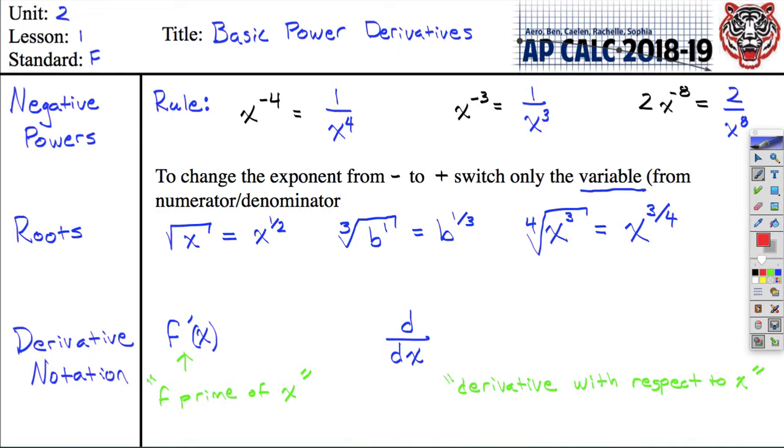Now that we know how to talk about math, let's learn our actual lesson for today. So the first rule, the easiest rule, is the constant rule.